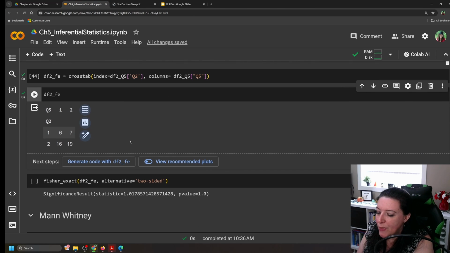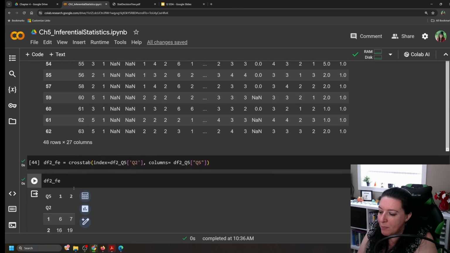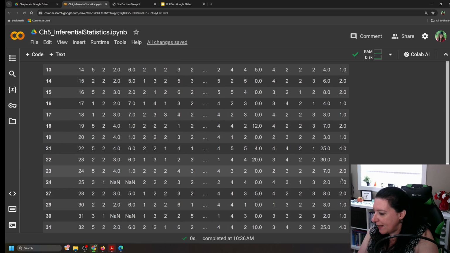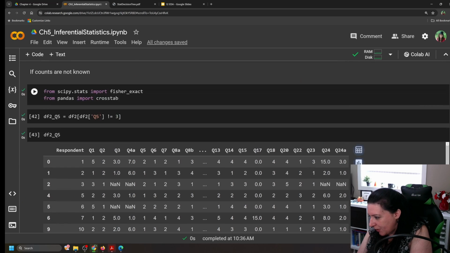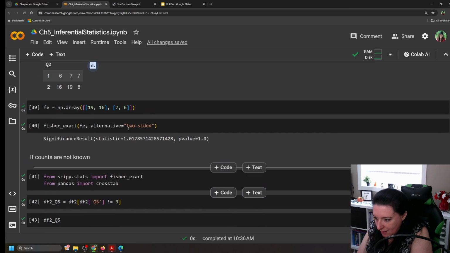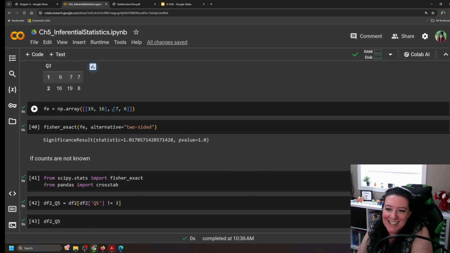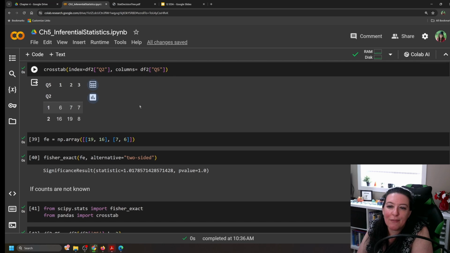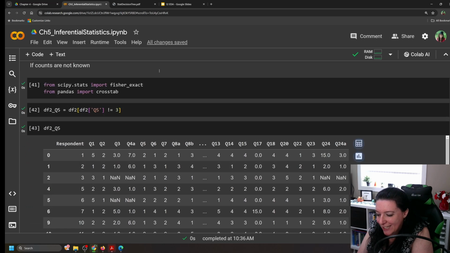Okay, so then we can do the Fisher exact, same as before. This time though, instead of having to provide it the numbers, which is what you saw up here, we wrote 19 and 16 and 7 and 6. Instead, we're just pulling directly from the data set. In order to do that, we had to create a crosstab that didn't have this third option in it.